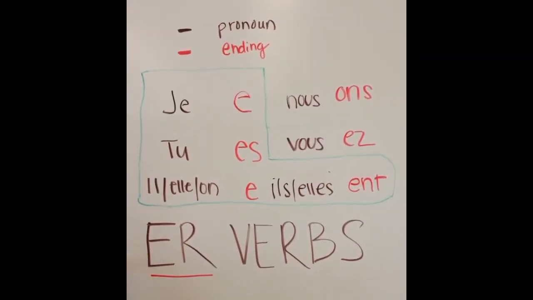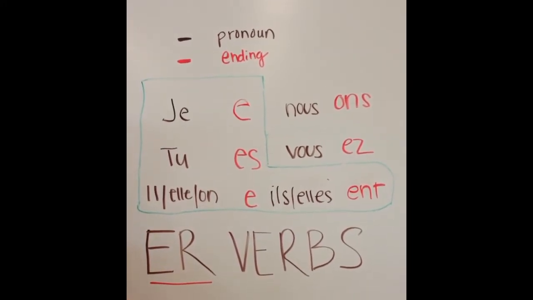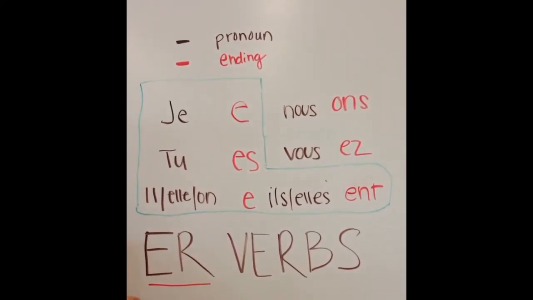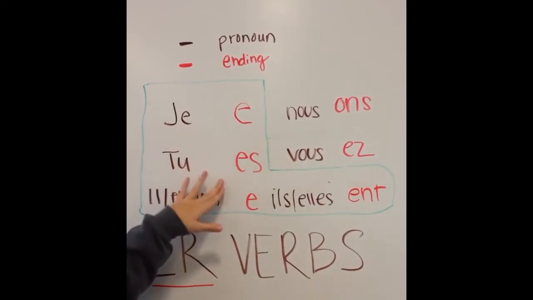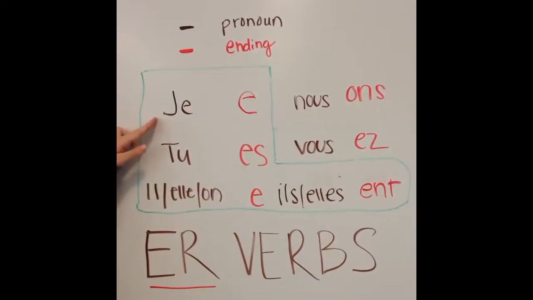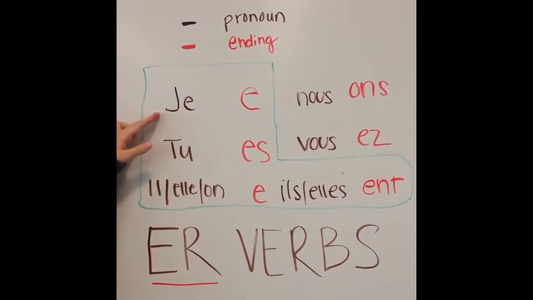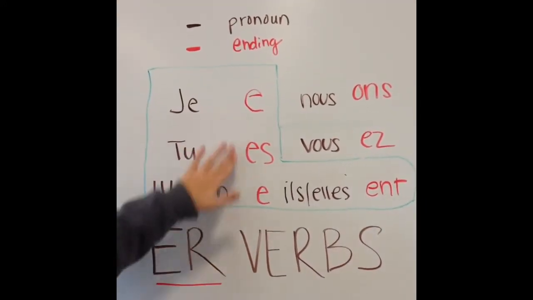How to conjugate ER verbs. When you're conjugating ER verbs, or any verb that ends in ER, it's basically all done the same way. You take off this ER ending from the word, and you replace it with one of these endings that match up to each pronoun. One has a specific pronoun that matches up with each ending. Take off the ER and replace it with one of these endings.